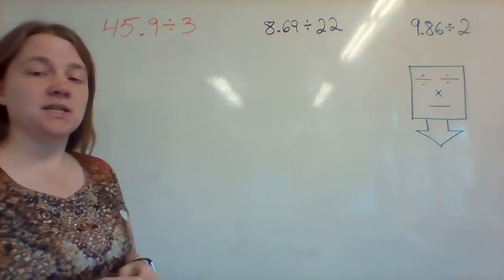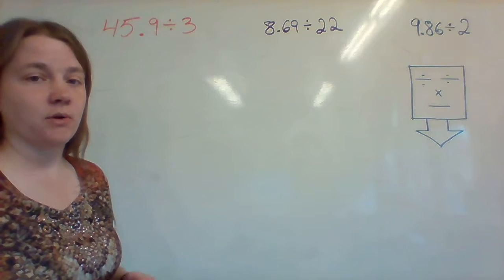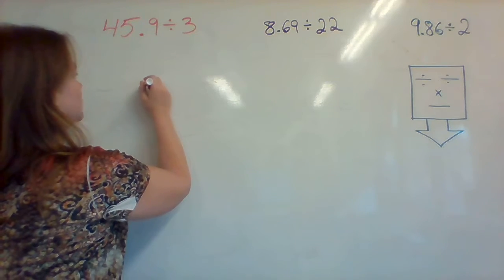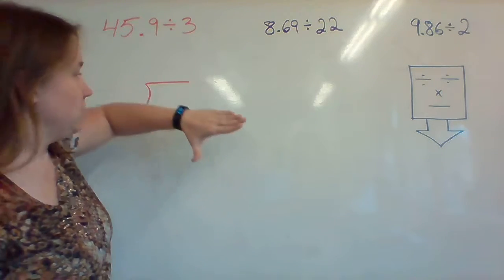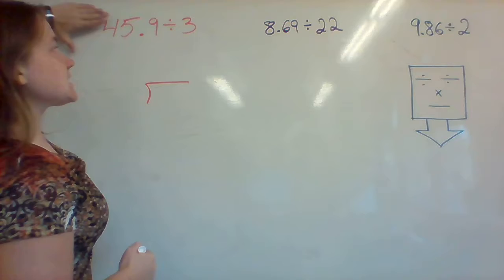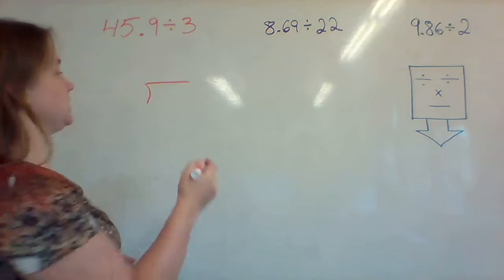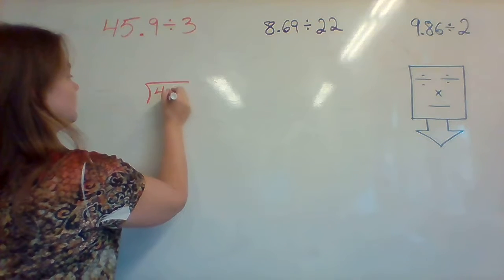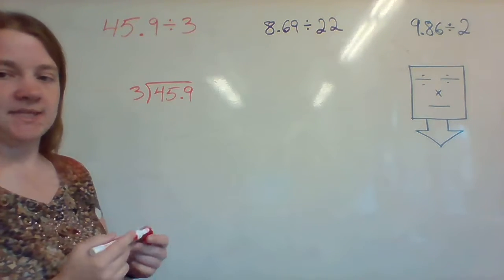My first problem is 45.9 divided by 3. So in order to figure out which number is going to go on the inside of the division sign, I need to put my hand like the division sign, slide it over that problem, and see that 45.9 is going to be on the inside. And that leaves 3 on the outside.